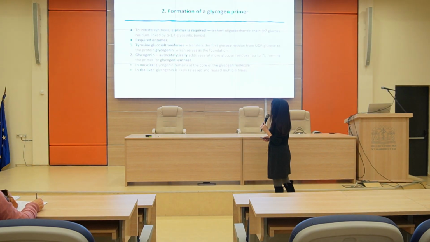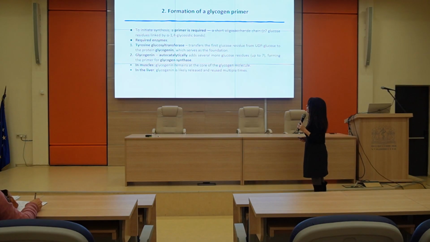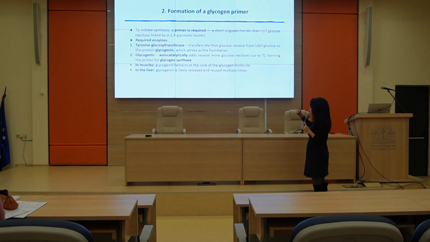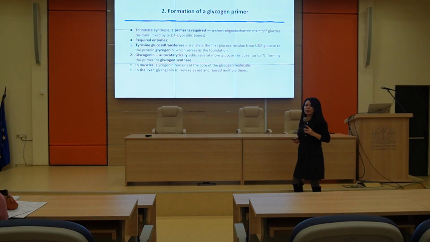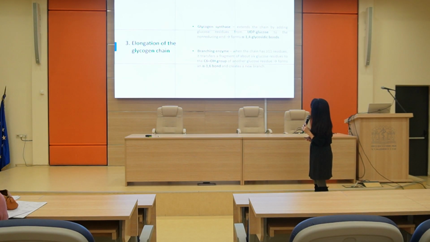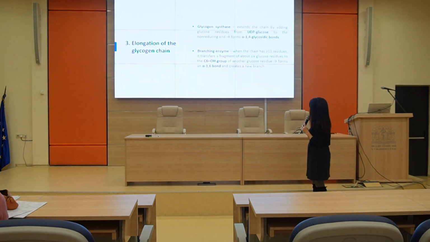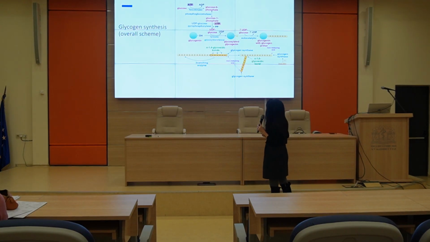After that, the second process is formation of a glycogen primer. This primer is required, which has a short oligosaccharide chain with around 7 glucose molecules, and in muscle tissue glycogenin remains in the core. In the liver it can be released and reused in another glycogen synthesis. Let's see the scheme again. You see all these enzymes. Let's start from the beginning.